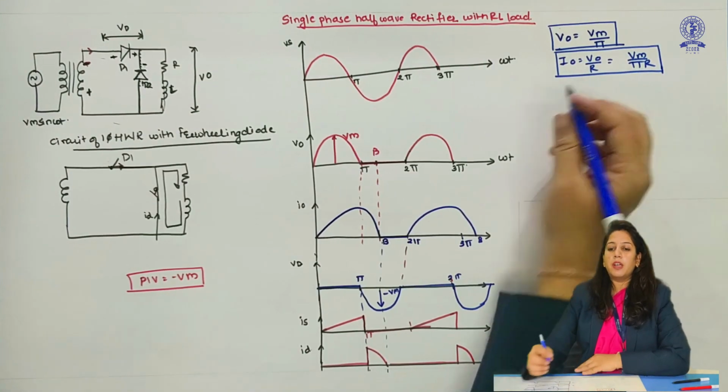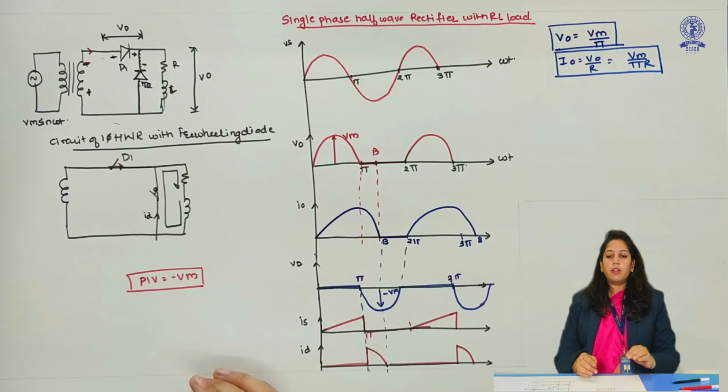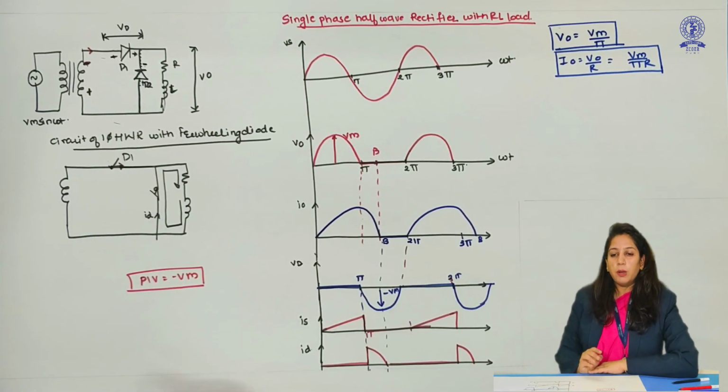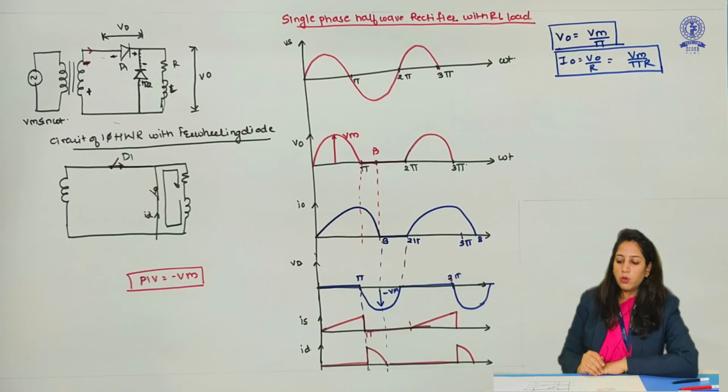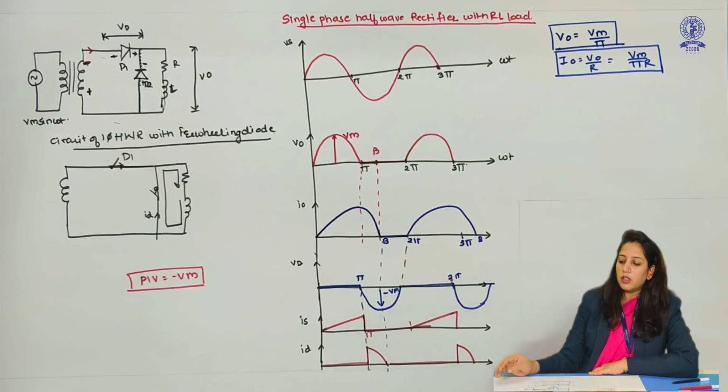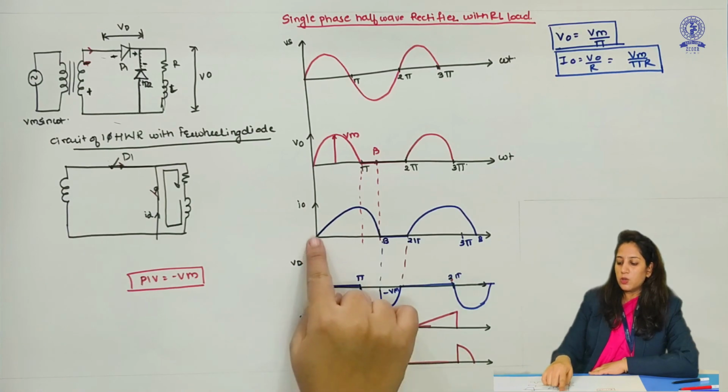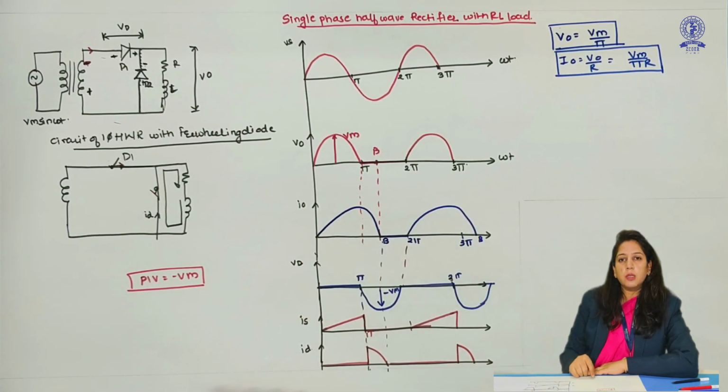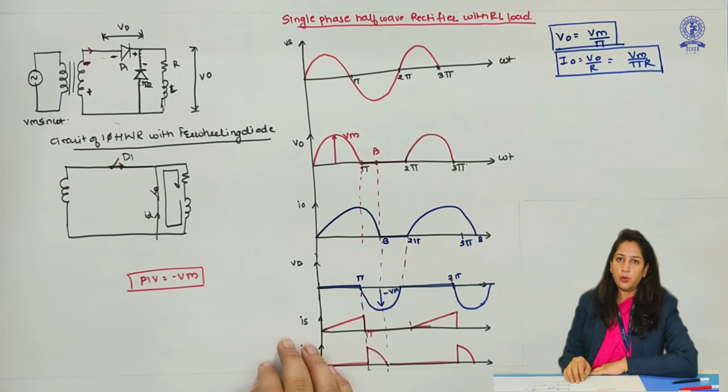There are three merits of using this freewheeling diode. First of all, it protects the output voltage from becoming negative. Due to this, our system efficiency will increase, because the current is also smooth here, and so system efficiency and performance will be improved. So these are the three merits of adding this freewheeling diode.